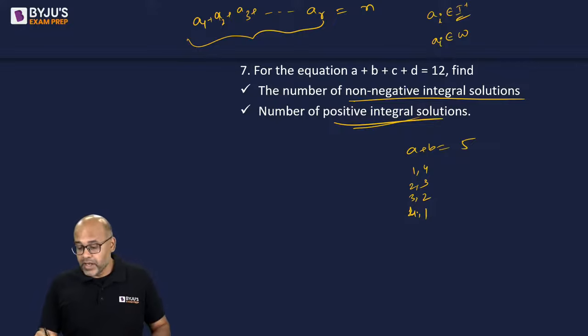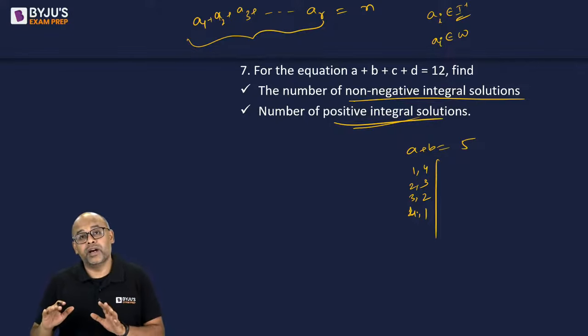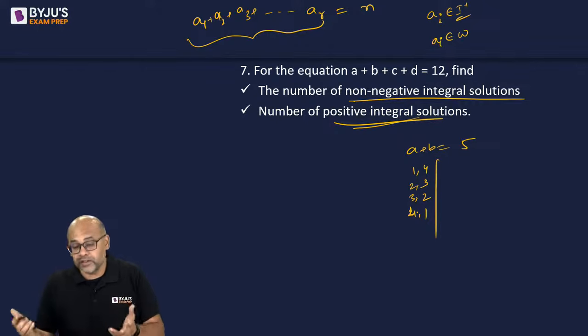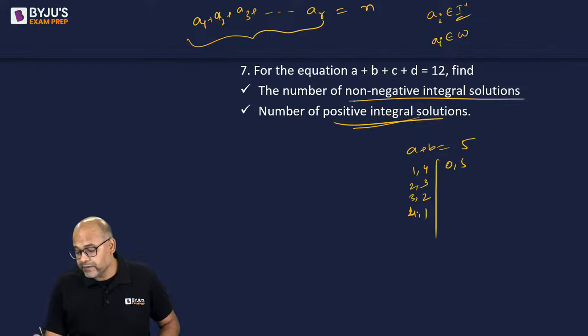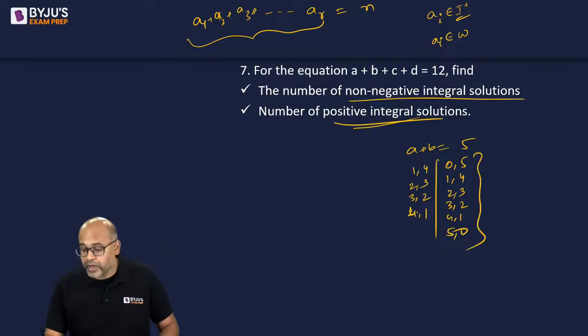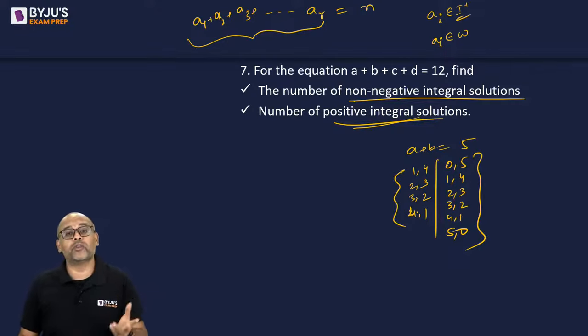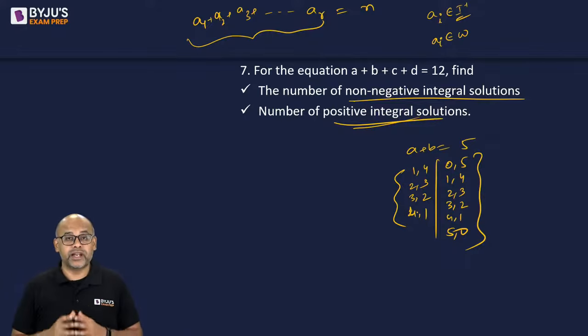If I say non-negative integers, it means 0 and 5, 1 and 4, 2 and 3, 3 and 2, 4 and 1, and 5 and 0. How do you count this? Is there a direct way of counting it, getting an answer without writing this down every time? Because for 5 I can write, for 500 I cannot write. Yes, thankfully there is a direct formula.